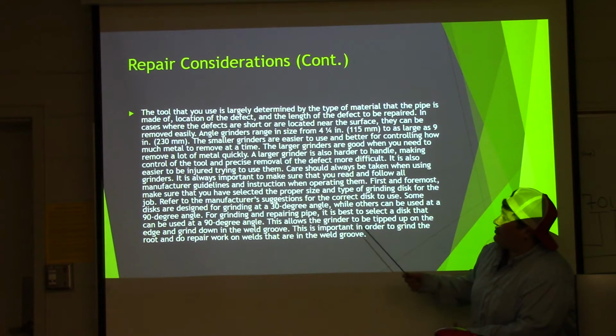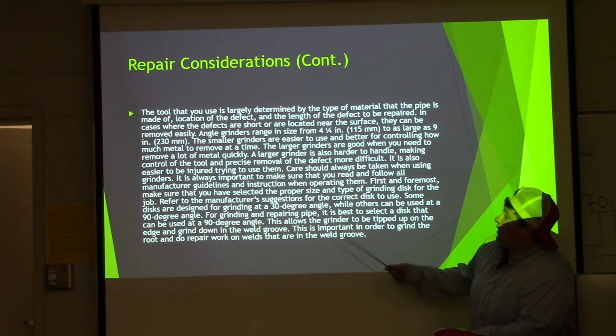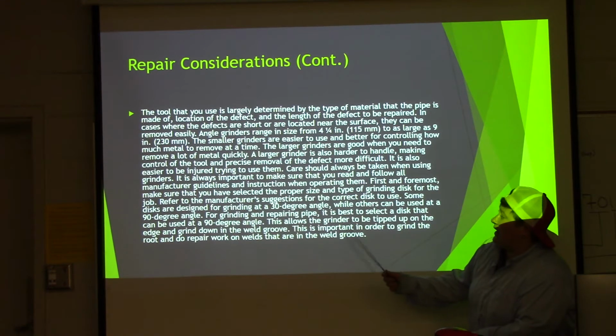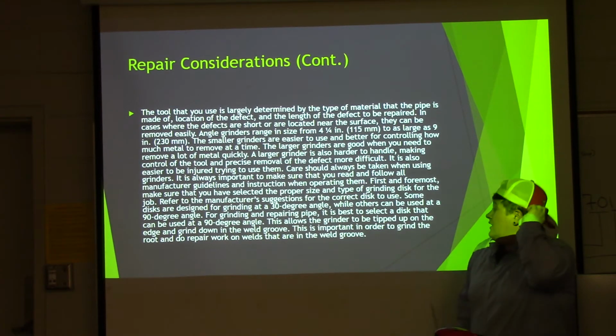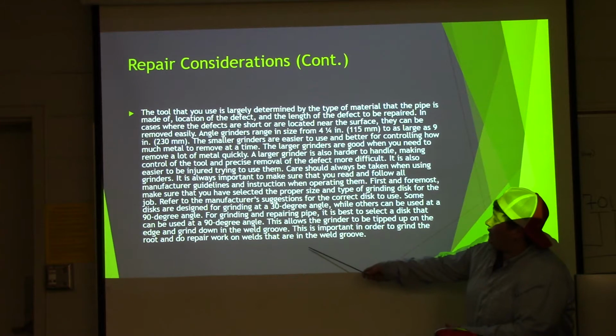Refer to the manufacturer's suggestion for the correct disc to use. Some discs are designed for grinding at a 30-degree angle, while others can be used at a 90-degree angle. For grinding and repairing pipe, it is best to select a disc that can be used at a 90-degree angle. This allows the grinder to be tipped up on the edge and grind down in the weld groove. This is important in order to grind the root and do repair work on the welds that are in the weld groove.